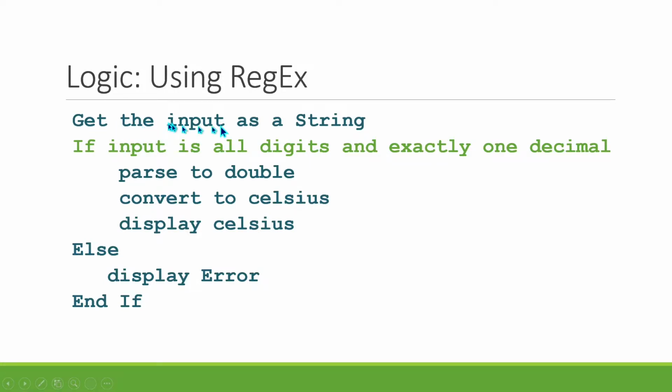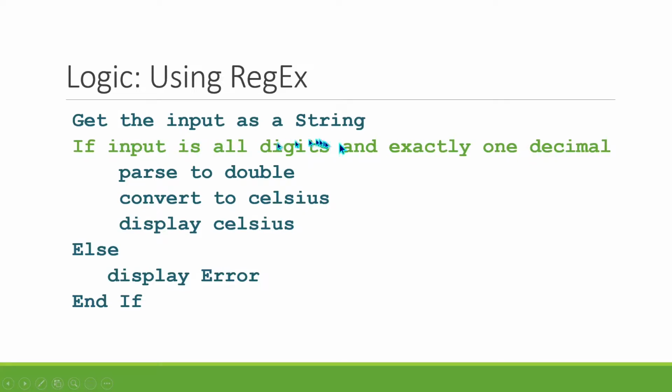We grab our input as a string, and then we use an if statement, and we check to see if the input is all digits and exactly one decimal. It's very important to make sure that if you're asking for a floating point value or a decimal number, you only have one decimal point, because all of those things we just looked at, in pretty much every language, can't handle multiple decimal points either. So make sure it's exactly one decimal point.